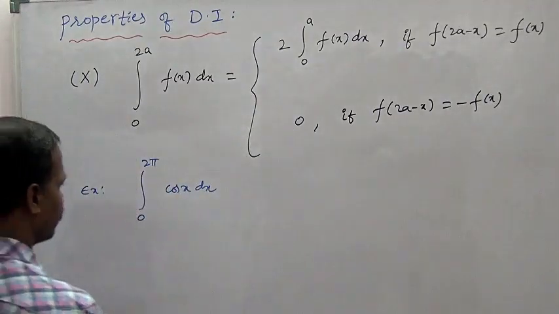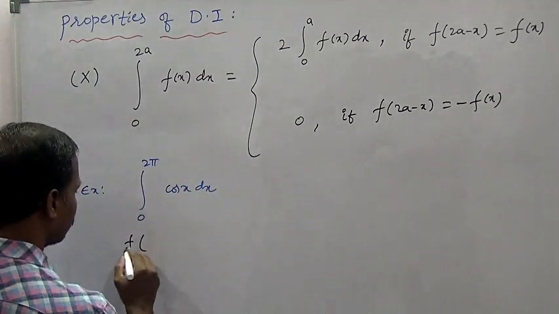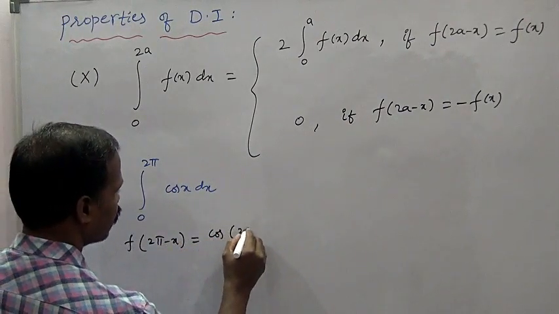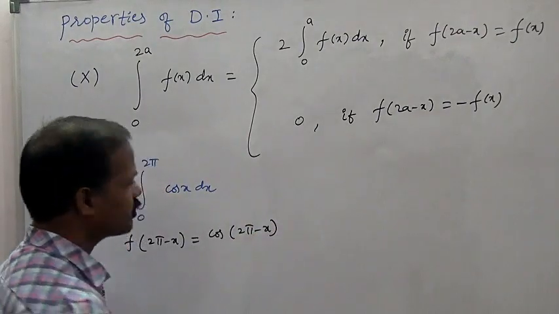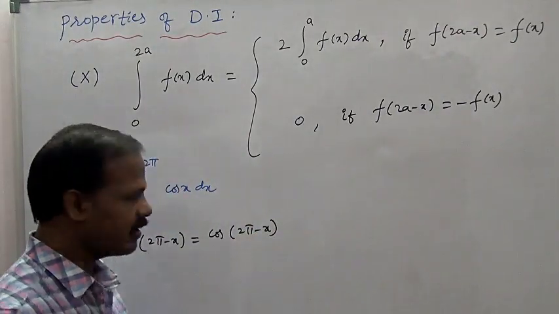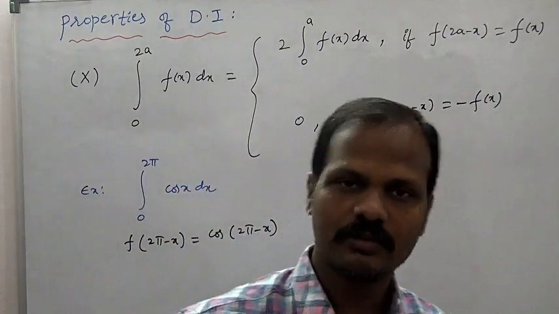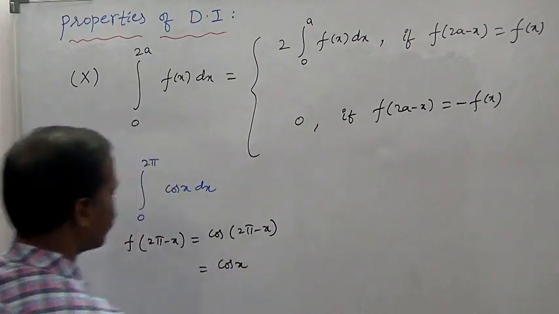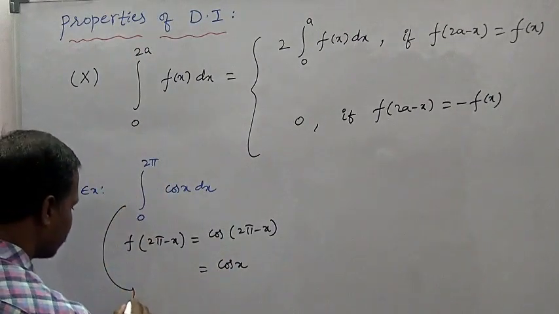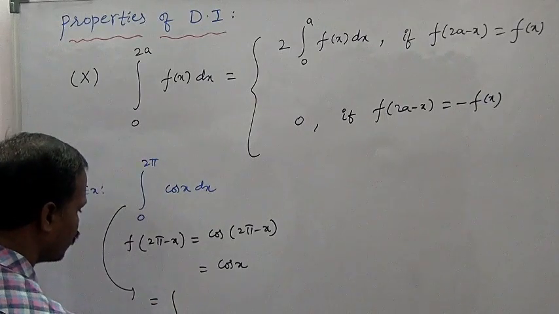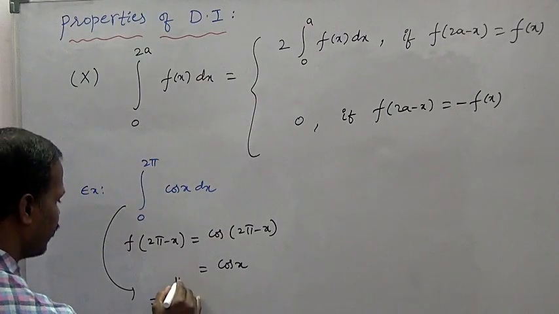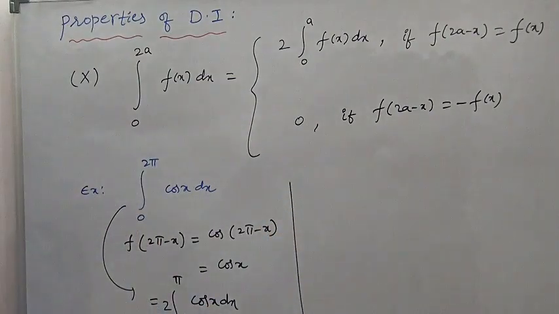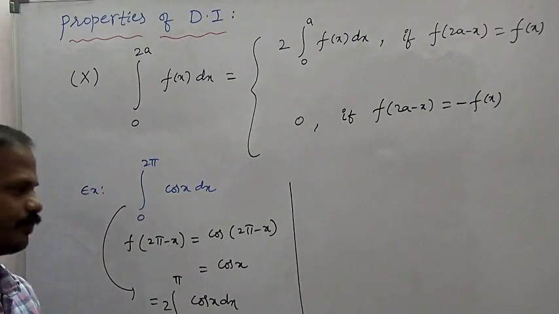So f of 2 pi minus x equal to cos of 2 pi minus x. Cos of 2 pi minus x is in the fourth quadrant, and in the fourth quadrant cos is positive. So cos of 2 pi minus x equal to cos x. So this can be written as 2 into integral 0 to pi cos x dx. Yes or no?